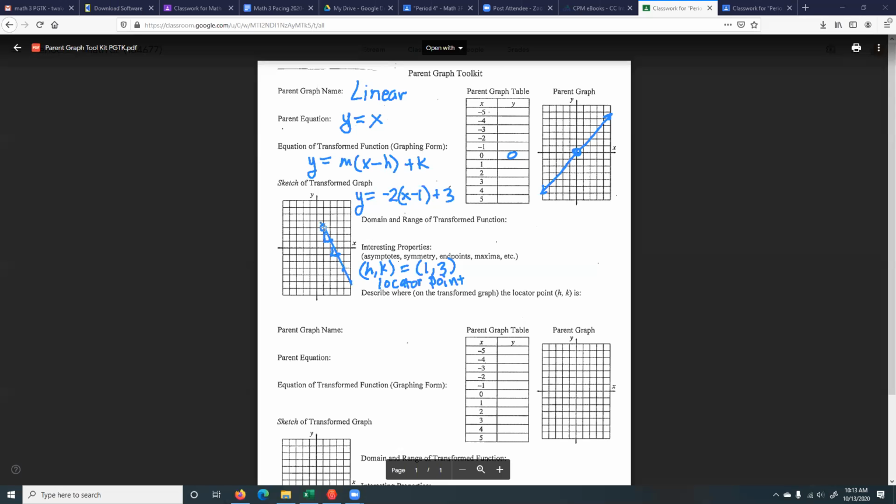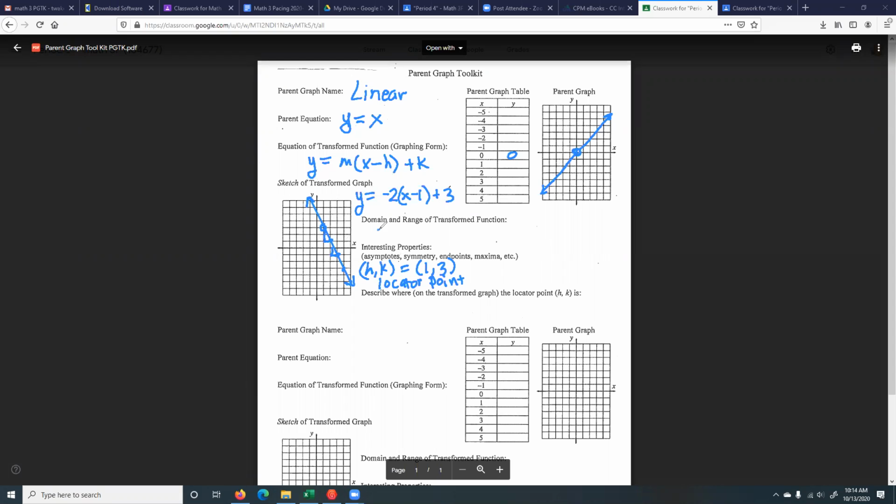Oops, make the line longer. Up 2 over 1, up 2 over 1, that way. Okay, and so draw arrows at the end like that. So that's how you shift a line, right? So it's been shifted from 0, 0 up to 1, 3. And my slope is opposite because we made the slope negative. So that's just a linear graph, okay?